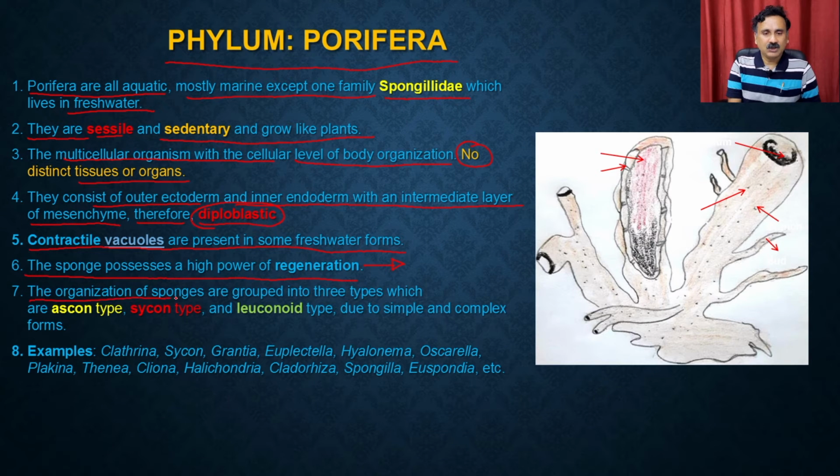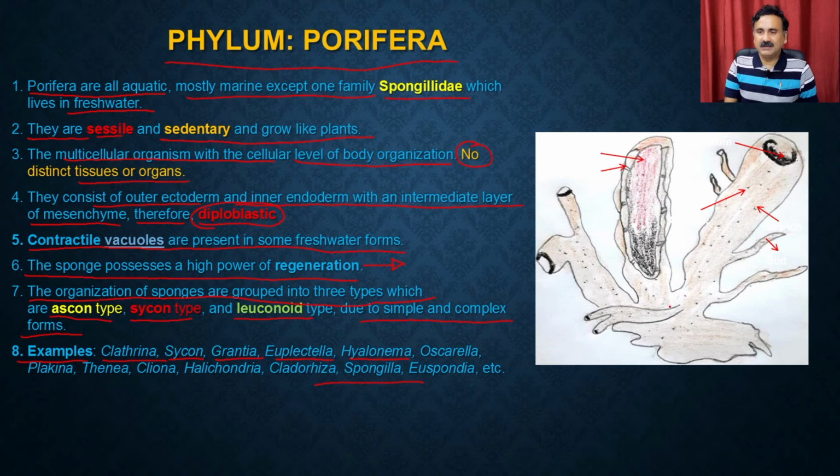The organization of sponges is grouped into three different types: it could be ascon type, sycon type, or leuconoid type, from the simple to the complex forms. There are several examples. You can have Dictyella, you can have Sycon, you can have Grantia, you can have Euplectella, and others.